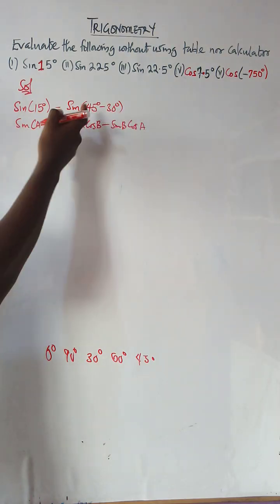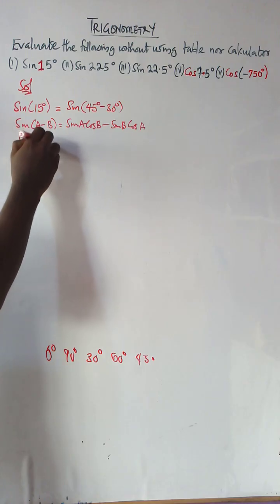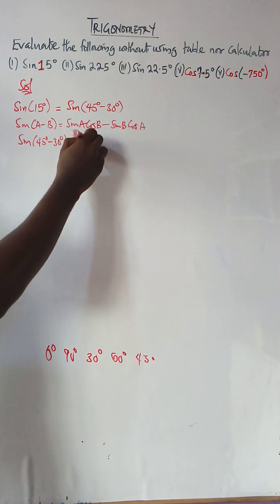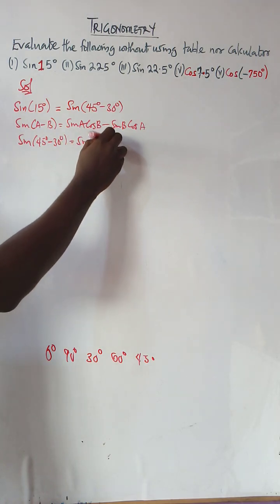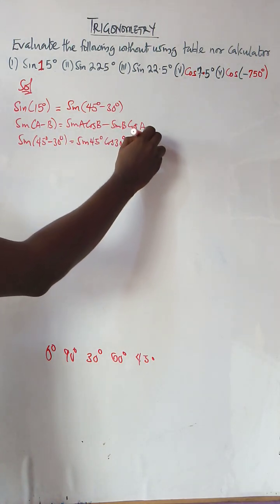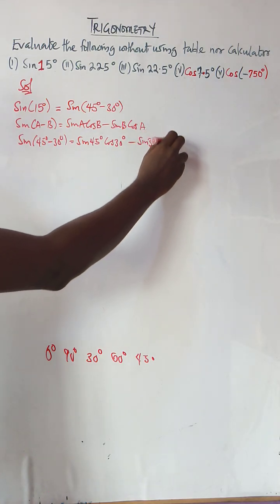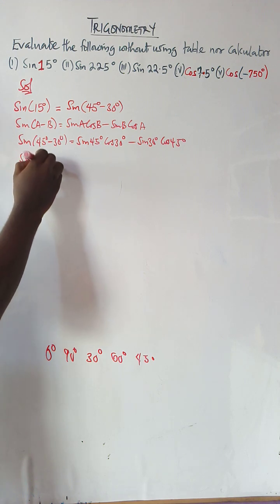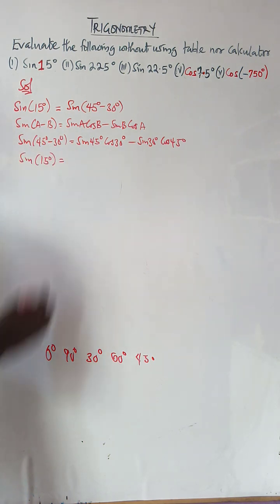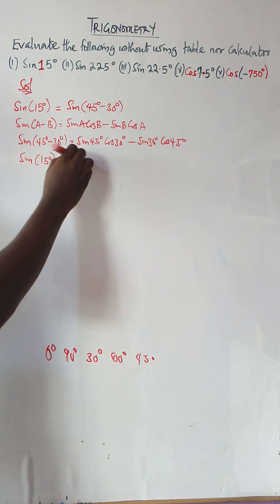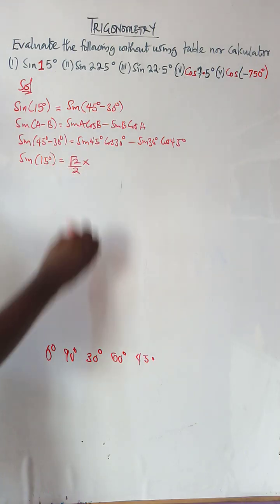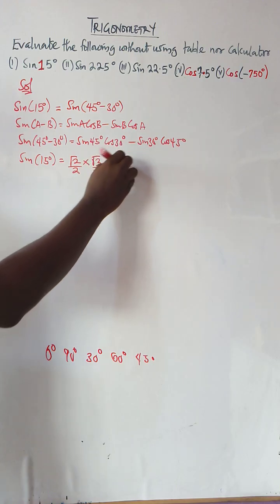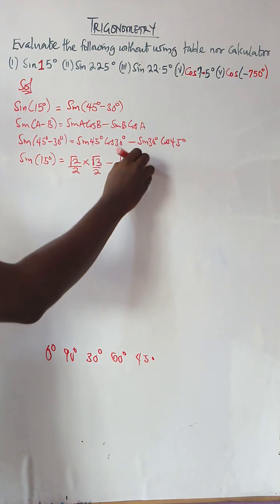So sine 15, which equals 45 minus 30. Here A is 45, B is 30. That's sine 45 cos 30 minus sine 30 cos 45. What next? We can return this back to 15. Sine 45, a special angle, is root 2 over 2. Cos 30 is root 3 over 2. Sine 30 is 1 over 2. Cos 45 is also root 2 over 2.